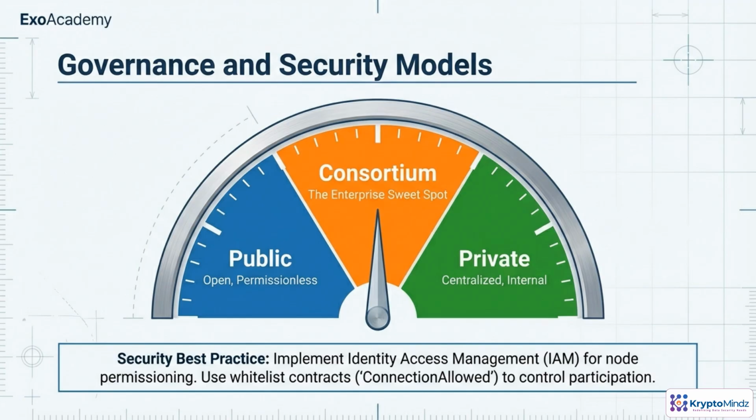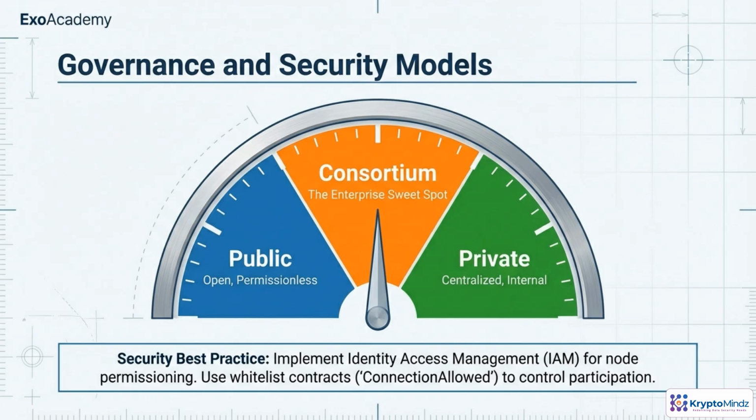Designing governance for an enterprise blockchain is really about choosing who can join, who can write data, and how changes are approved. Public chains are open and permissionless, great for transparency, but risky for regulated data and harder to control.